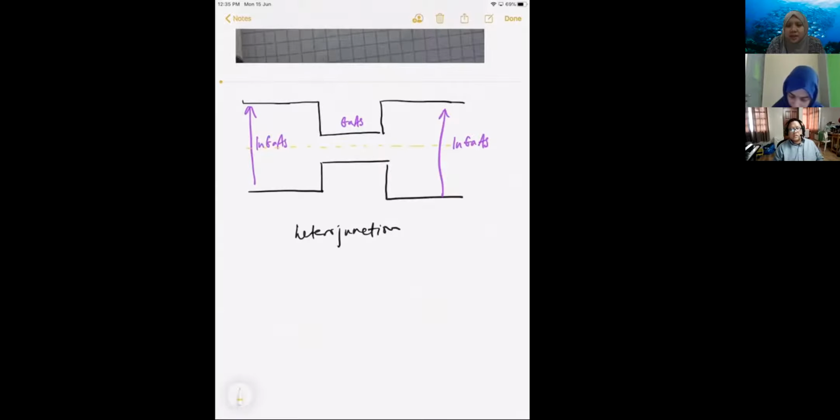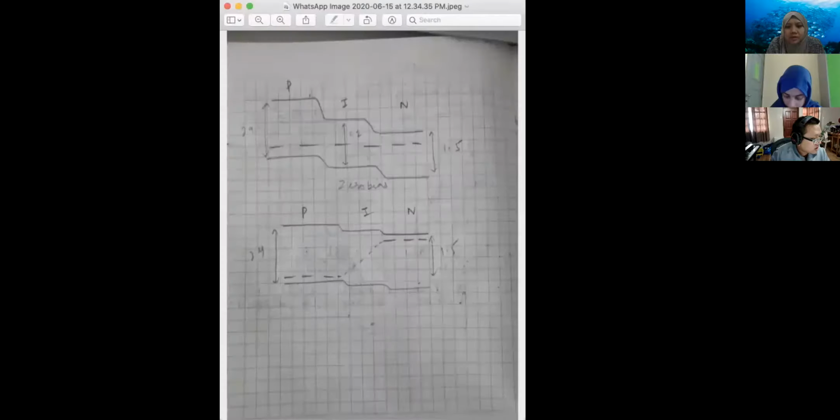Okay, let's see. I will stop sharing. Let's see Tamana's drawing. How do I share this? Okay, so this is Tamana's drawing, right? So this is forward bias. So, Iman, can you tell me what's wrong in Tamana's drawing here?